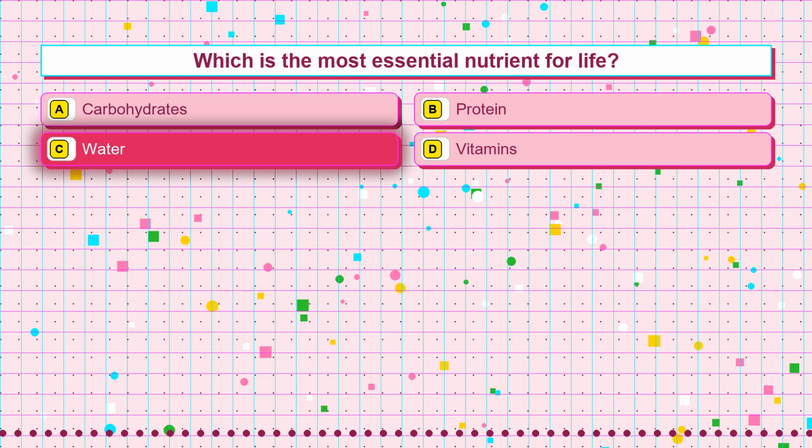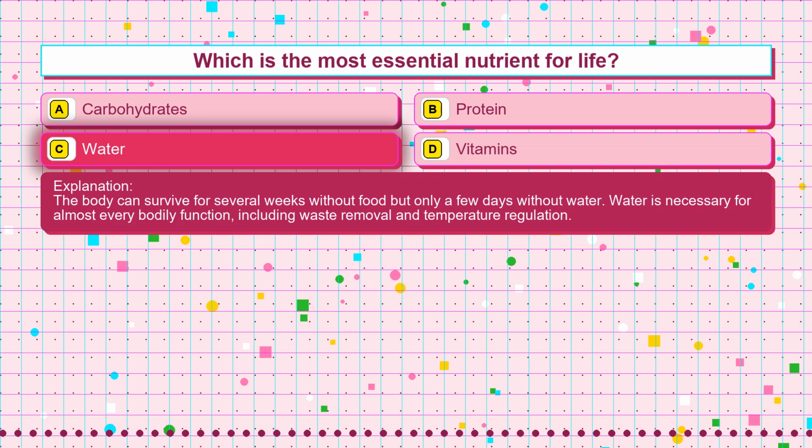The correct answer is option C, water. The body can survive for several weeks without food but only a few days without water. Water is necessary for almost every bodily function, including waste removal and temperature regulation.